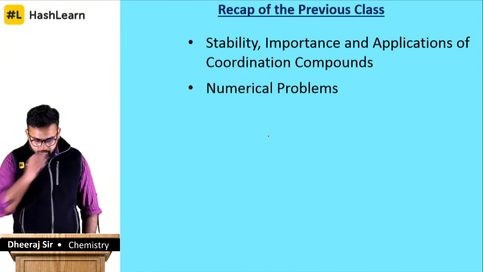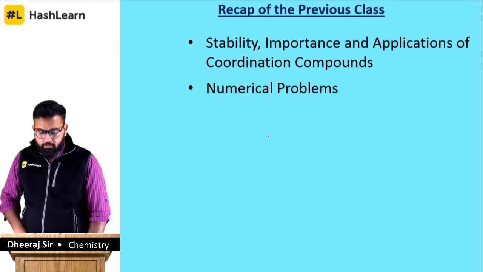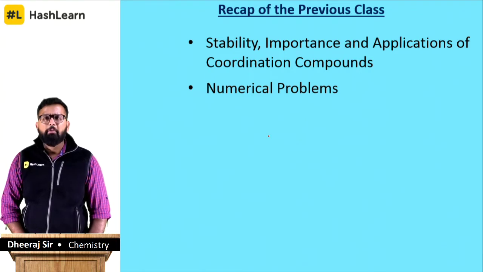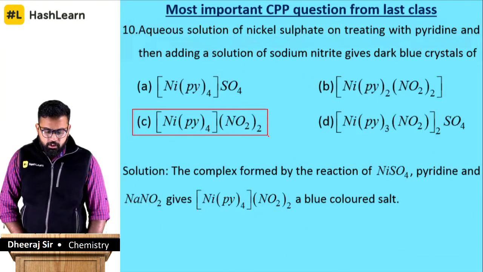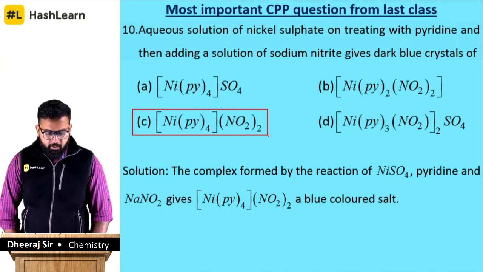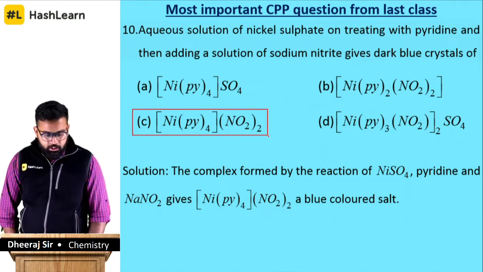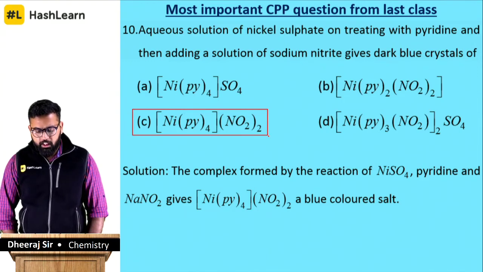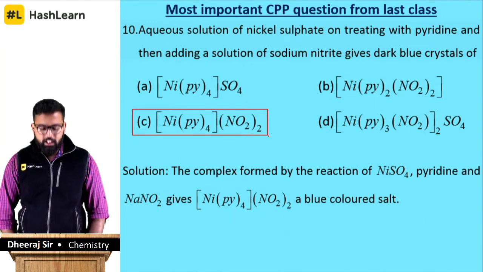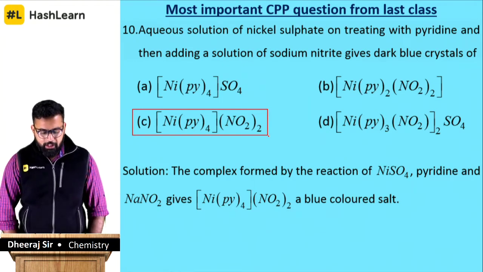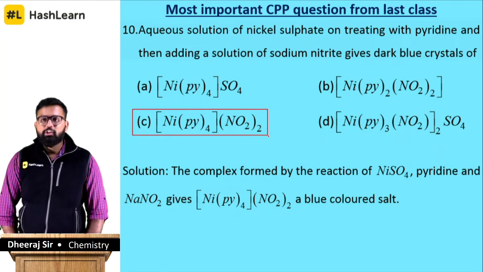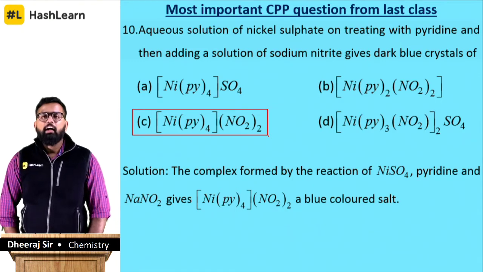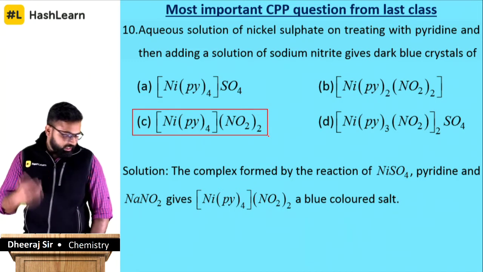Moving ahead, to quickly recap the class, we looked at stability, importance, application aspect of coordination compounds along with numerical problems. So the CPP question which I had picked up, hope you guys have tried solving it. Aqueous solution of nickel sulphate on treating with pyridine and then adding a solution of sodium nitrite gives dark blue crystals. You just have to look at the basic reaction between the given compounds. Nickel sulphate, pyridine and NaNO2 gives which complex? It gives us this complex which is responsible for the dark blue coloration. So that is again a factual question.